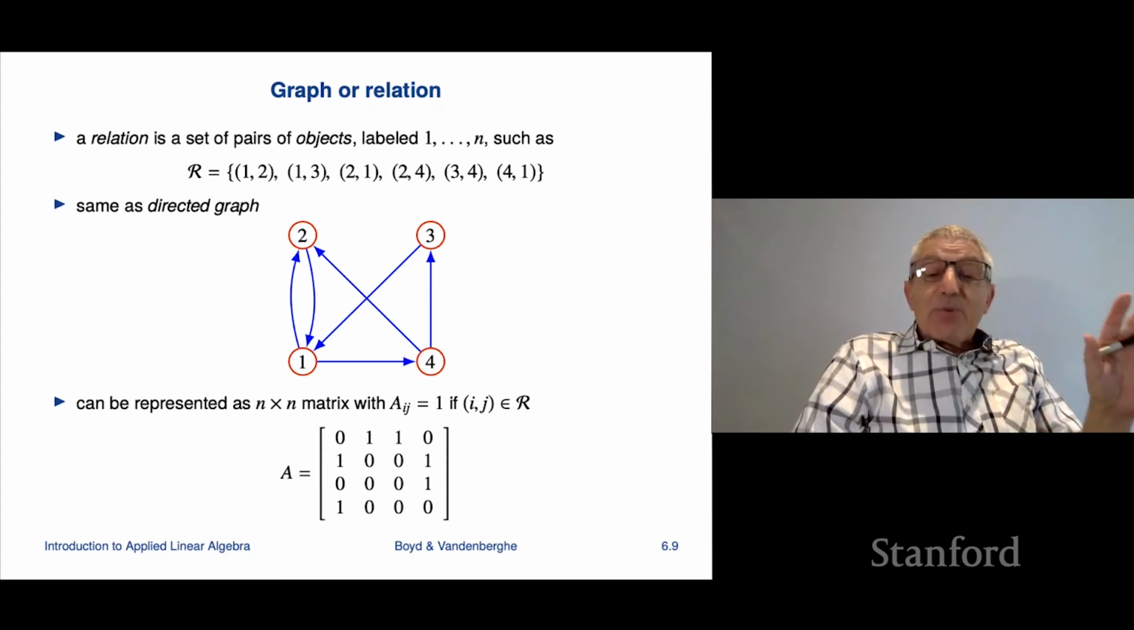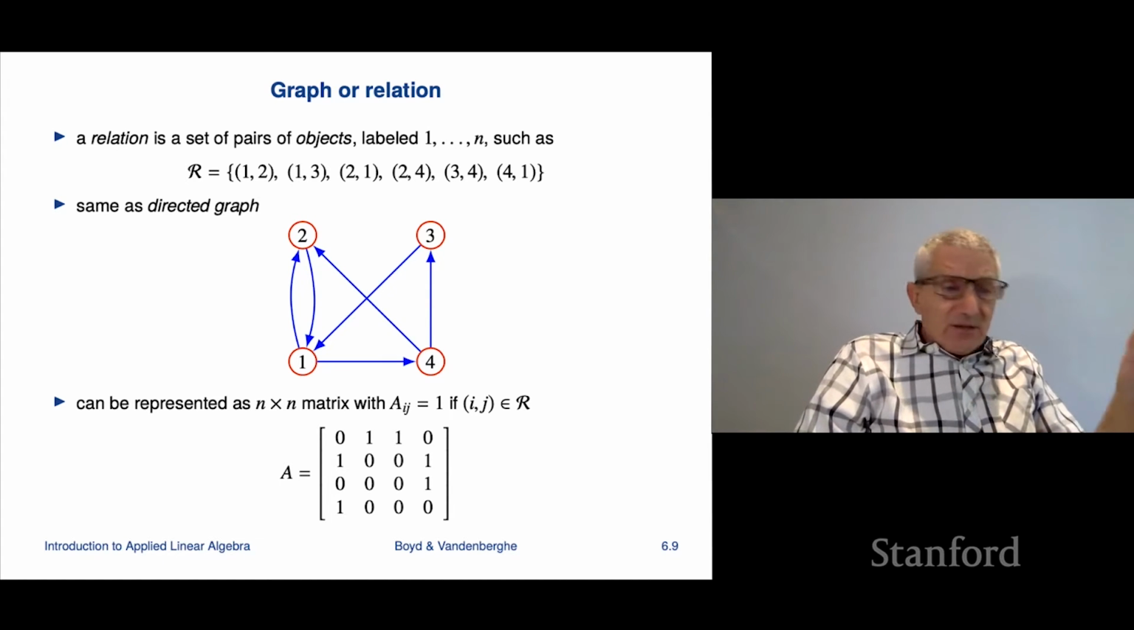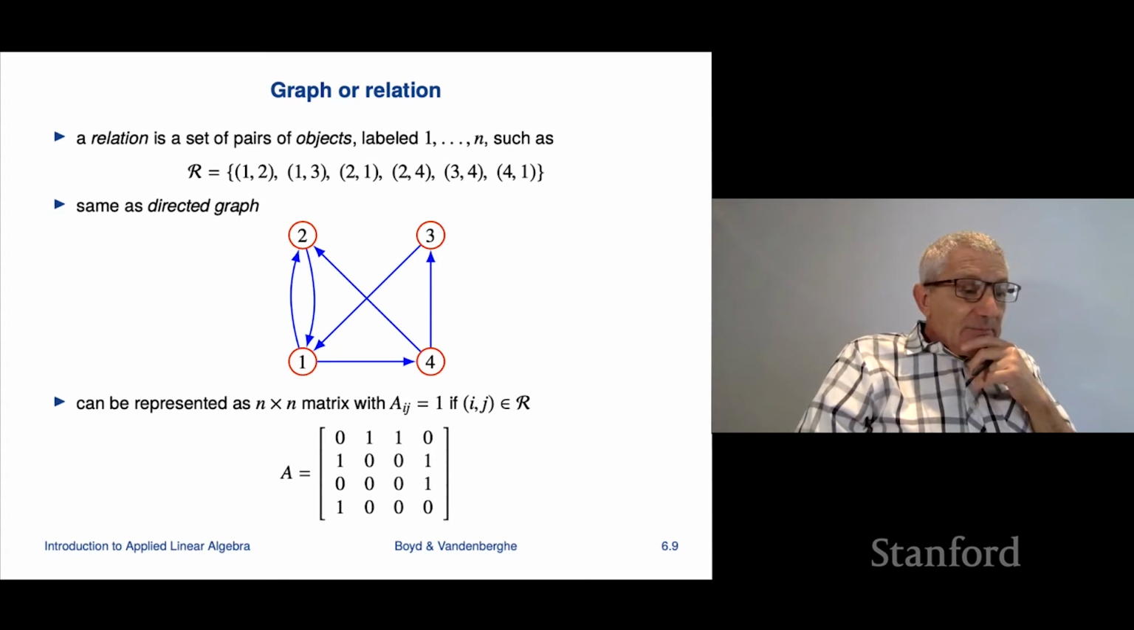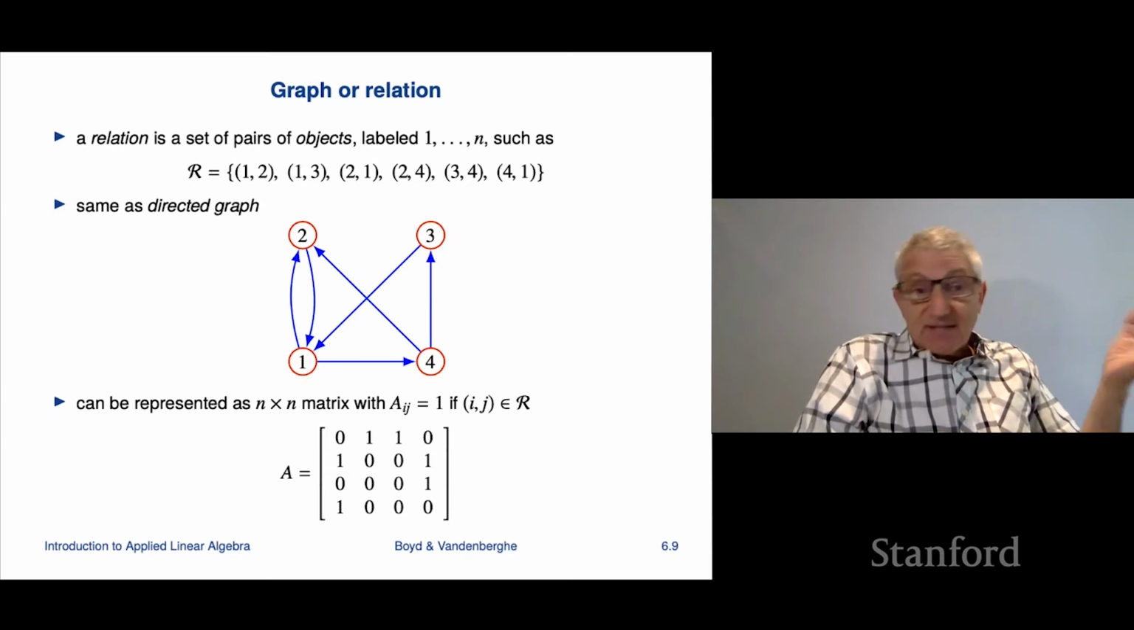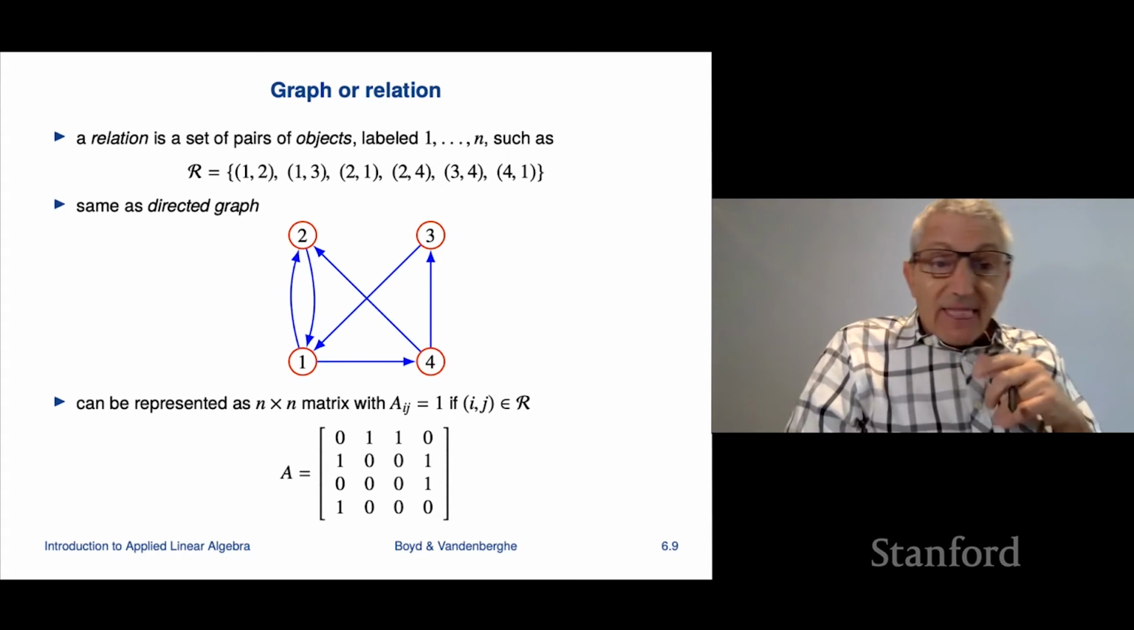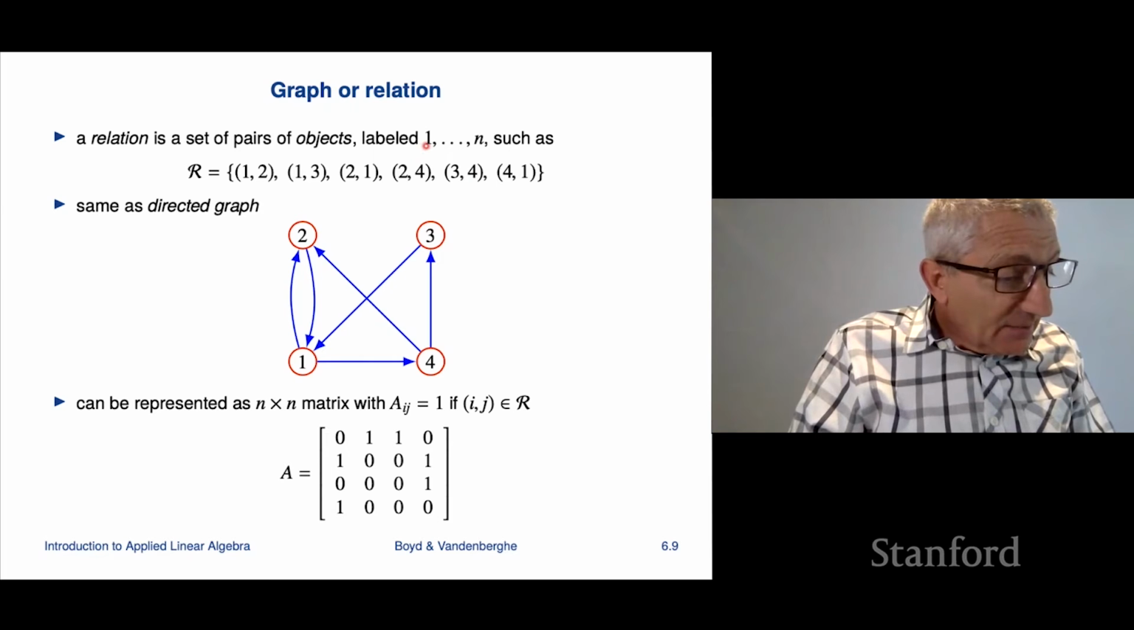Again, I'll just show you some simple examples, and then we're going to see a whole lot more later. A graph or relation actually can be encoded as a matrix, and that's often useful. So a relation is, let me tell you what a relation is.